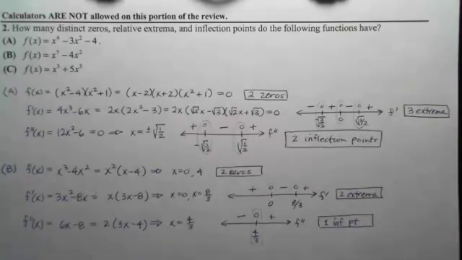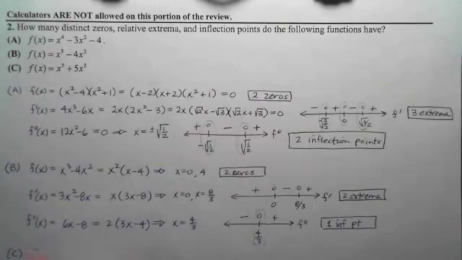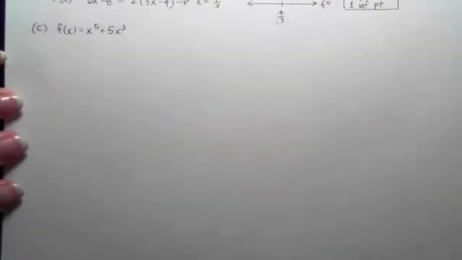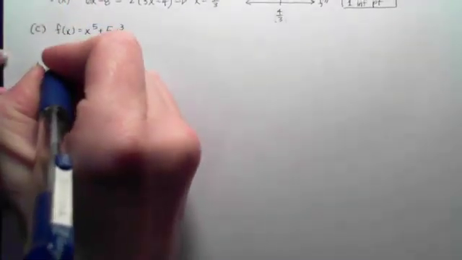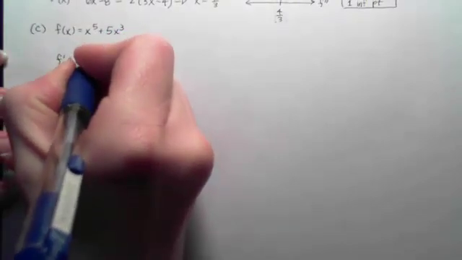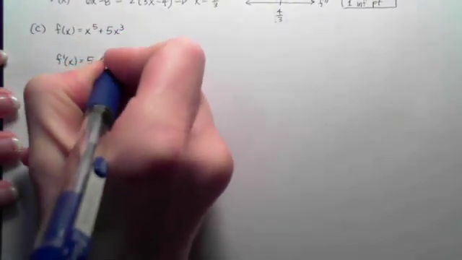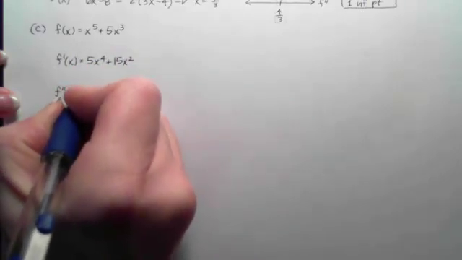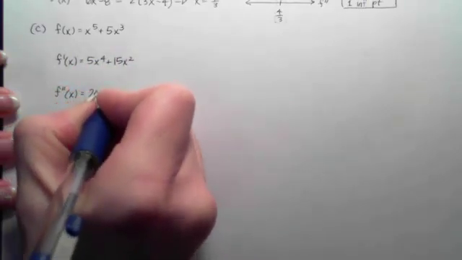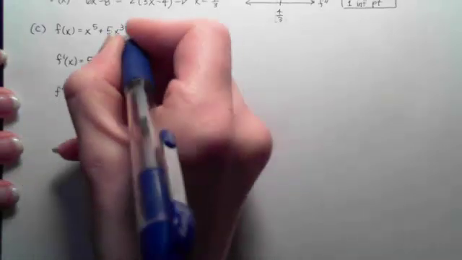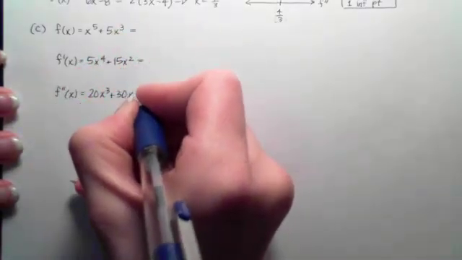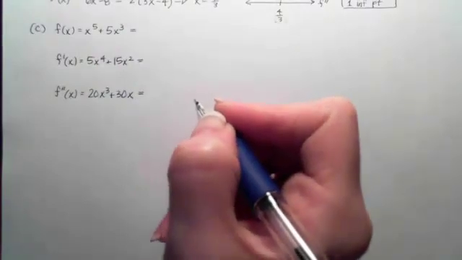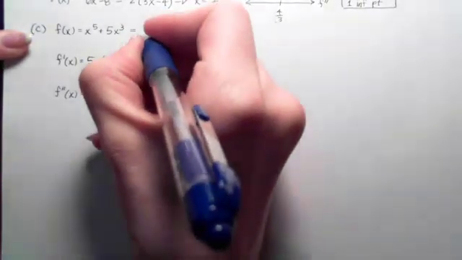If we look at our final one, part C, we have f of x is x to the 5th plus 5x to the 3rd. So again, we need our first derivative, which is 5x to the 4th plus 15x squared. And we need our second derivative, which is 20x cubed plus 30x. Each of these we need to set equal to 0 to find prospective places where they change sign. We do that by factoring.